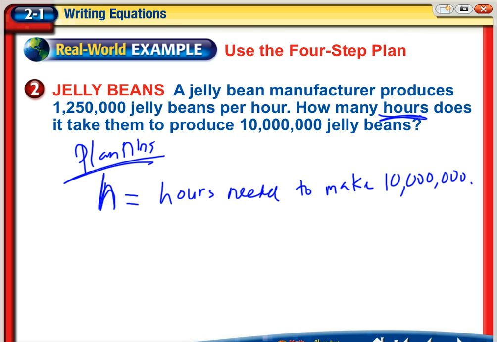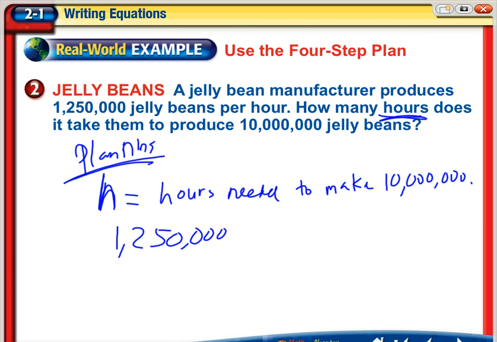So now we're still in the planning phase, and think about this for a moment. We're producing 1,250,000 jelly beans an hour. Think of it as, what happened after 2 hours? How many jelly beans am I going to produce? Okay, it's 2,500,000. How did you get that answer? Because I multiplied it. Okay, what happened after 3 hours? Okay, so you kind of see the deal.